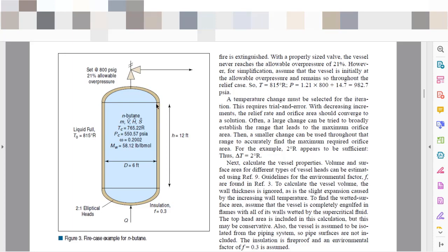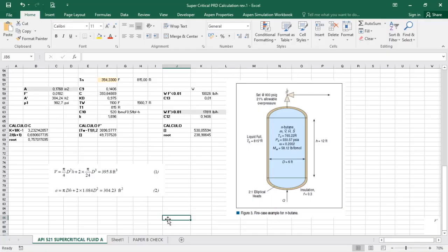But as I told you, we'll do the first calculations based on the API 521 standard. And in the standard calculations, some of the information that we have here will not apply. So the first step for doing the calculation according to API 521 is to calculate the exposed area of your vessel.